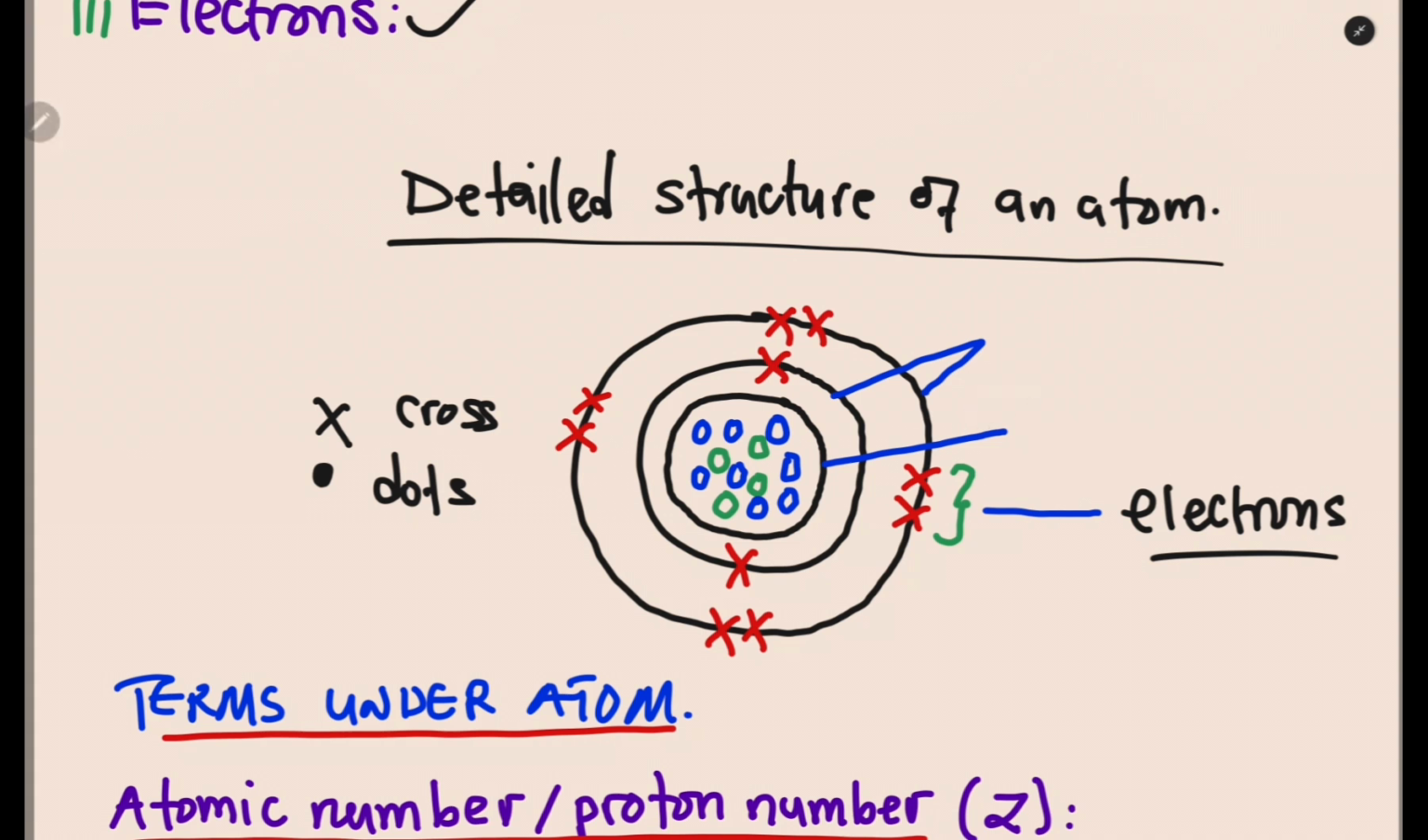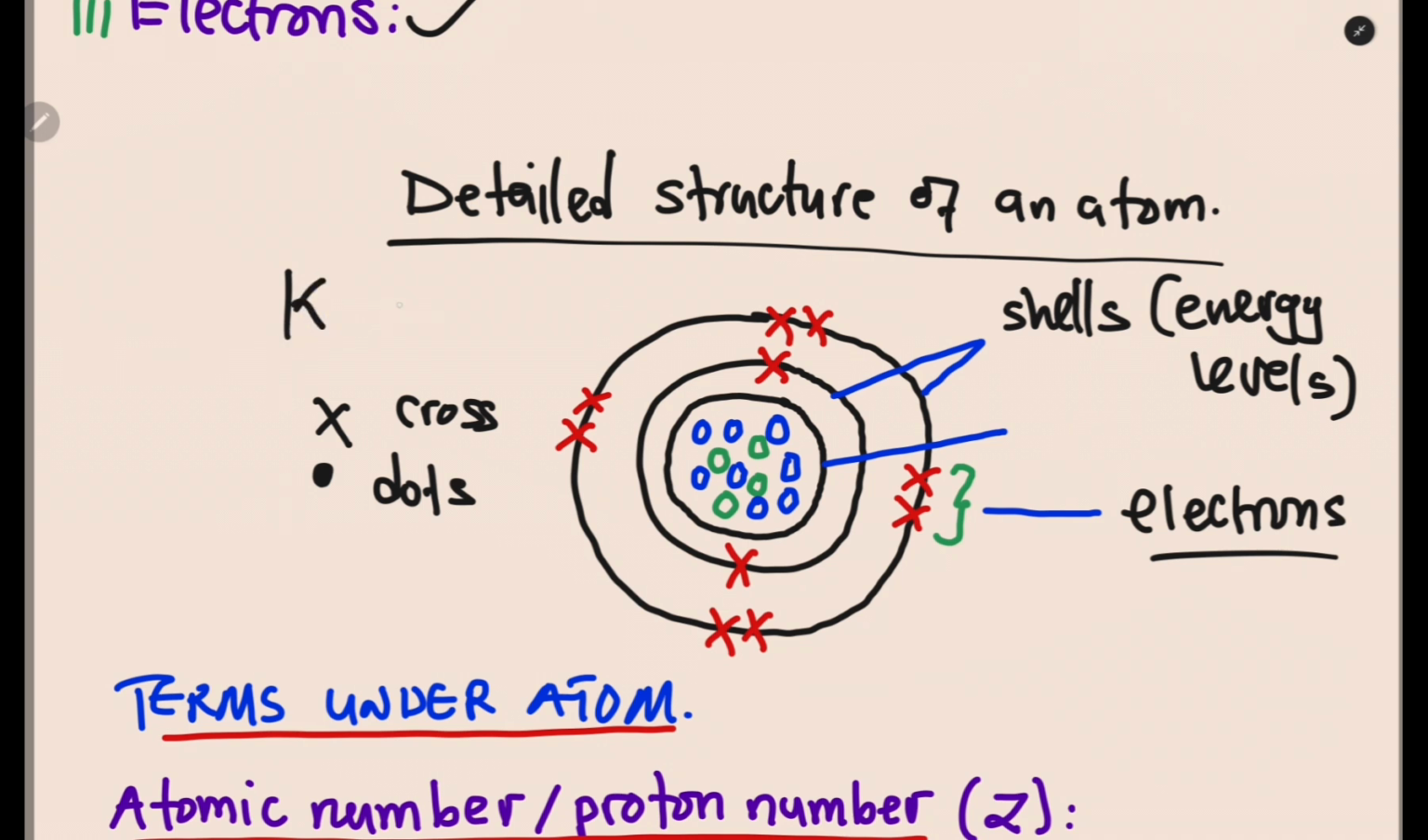They are found in a series of circles, and these are what we call shells. So electrons are found in the shells, which are also called energy levels. We have different shells here, labeled from K going up, which means the first shell is K, the second one is L, the third one is M, and so on. But at the moment, it's very important that you know that electrons are found around the shells.